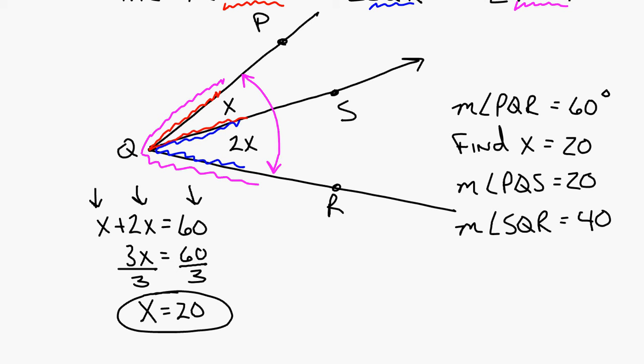Yes? That's a really dumb question, but how did you get 60? I just made it up. Oh. Okay? In order to solve for x, we had to know the measure of the big angle around the outside. All right? Otherwise, we would have had 3 variables in the problem.